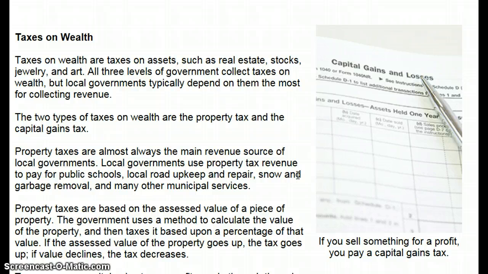Property taxes are almost always the main revenue source of local governments. Local governments use property tax revenue to pay for public schools, local road upkeep and repair, snow and garbage removal, and many other municipal services.